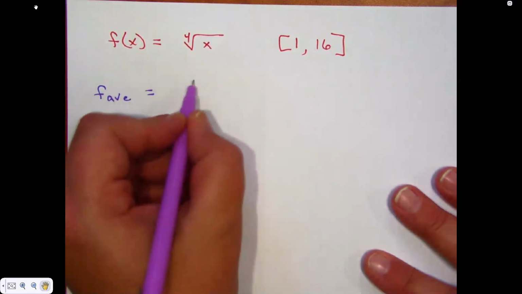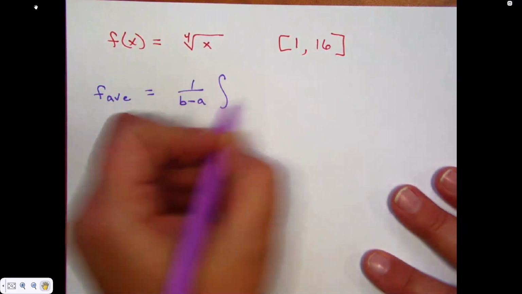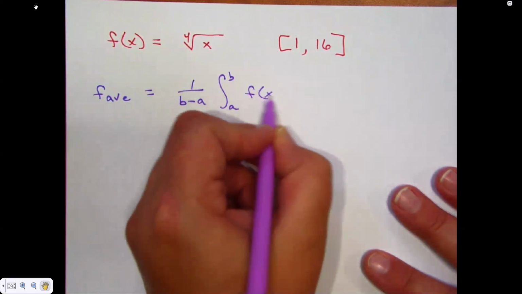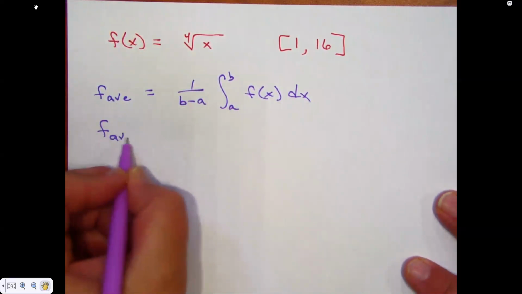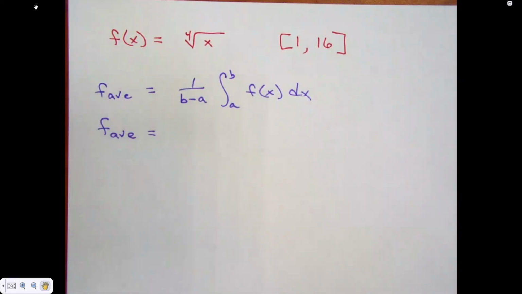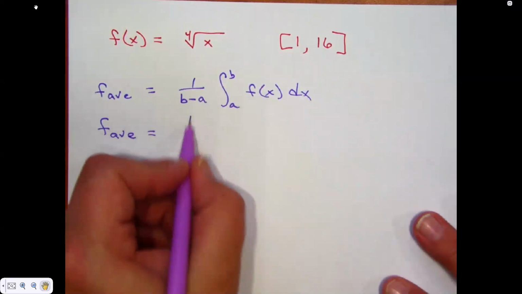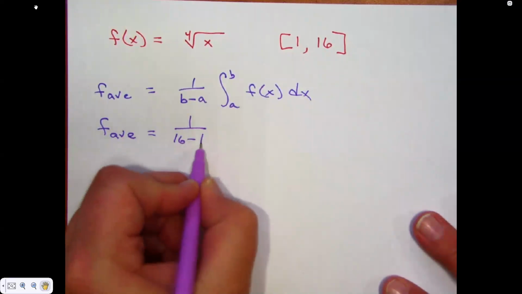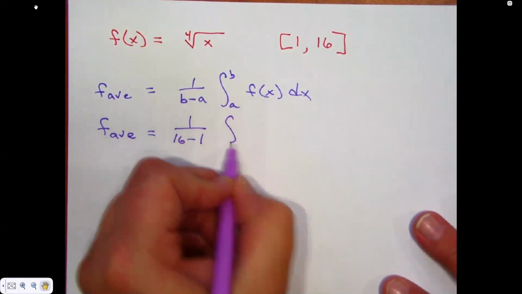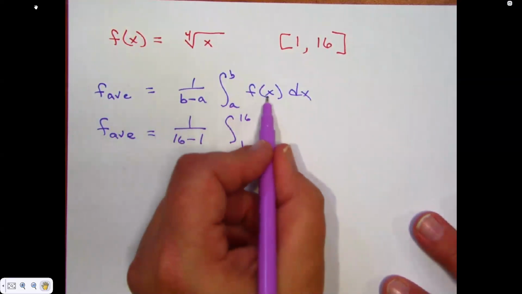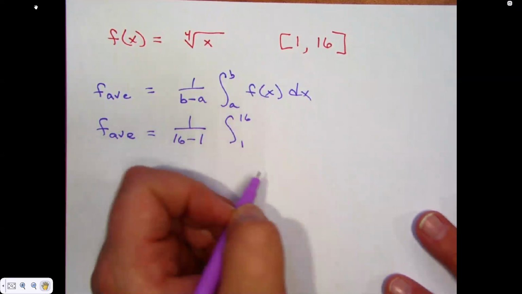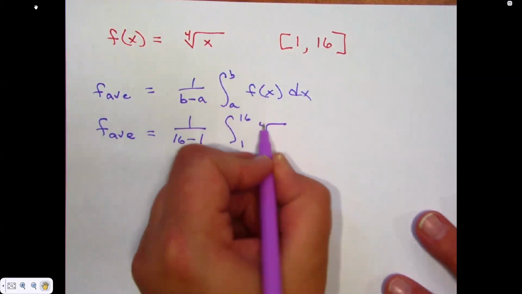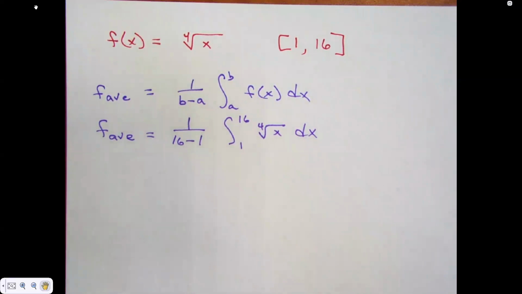All right, so we want 1 over b minus a, integral from a to b of f of x. Just take your time, because there's definitely a lot of fractions involved here. So it is going to be 16 minus 1. And then we got the integral from 1 to 16 of the 4th root of x. What's the first thing, though, we're going to want to do with that?